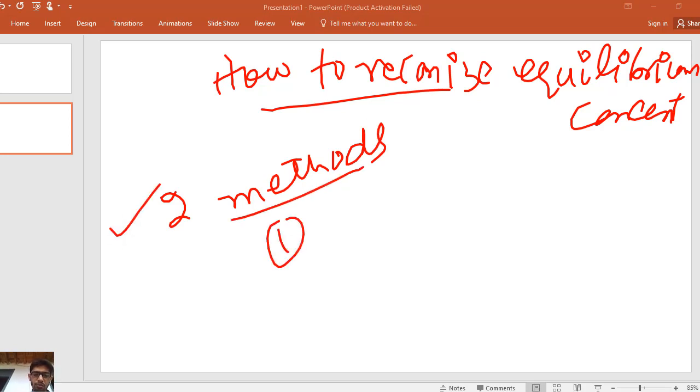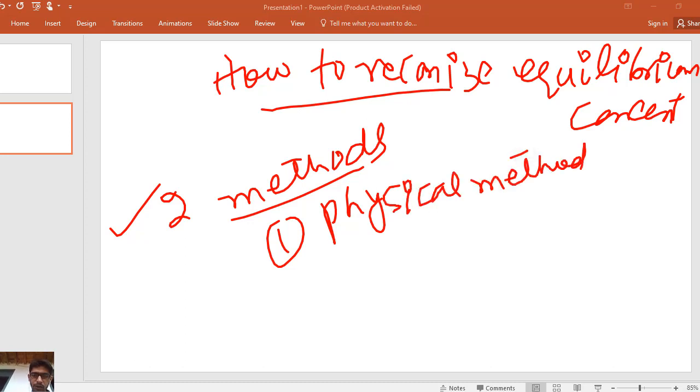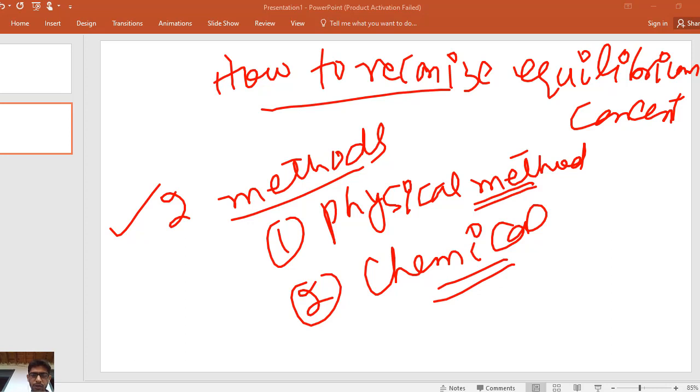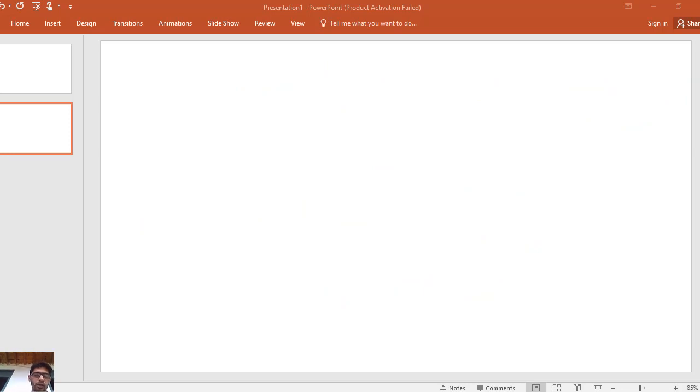The first method is the physical method, and the second method is the chemical method, by which we can determine the equilibrium concentration of reactant and product. Now, what are the physical methods by which we can determine the equilibrium concentration?